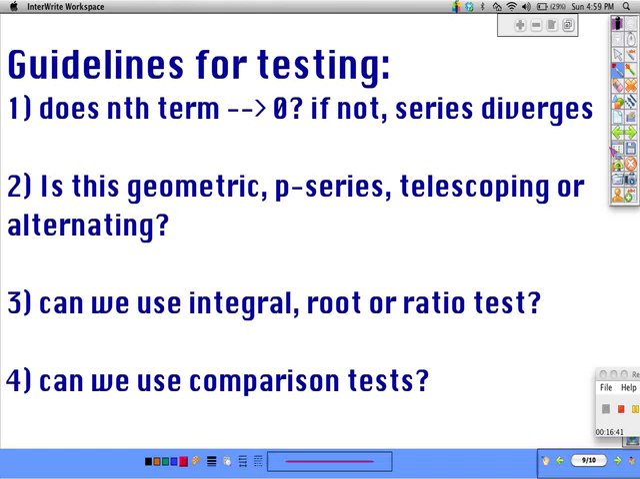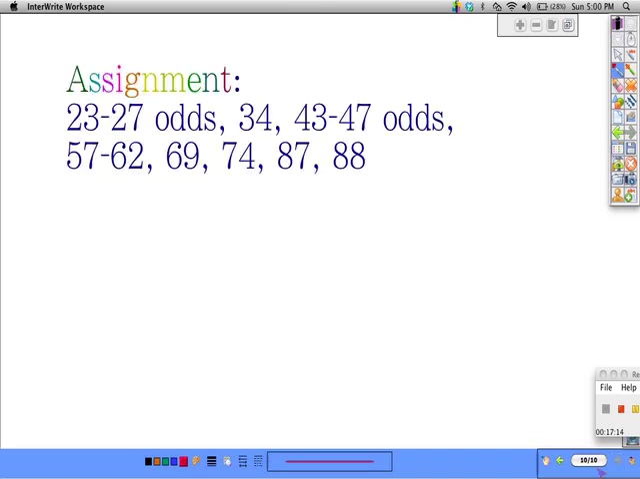If our rule doesn't fit with one of those situations, can we use the integral, root, or ratio test effectively? And if those don't work, can we do a comparison? The reason comparison is last here, I think, is because there's a lot of different things you could compare to, and you kind of have to pick and choose to find one that works the best. So you now have all the tests for checking to see if a series is convergent or not.